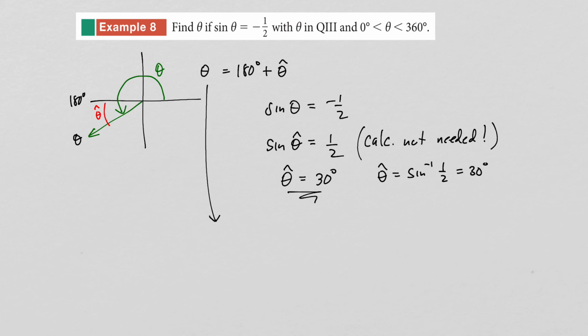So now we can find theta. Theta is going to be 180 degrees plus 30 degrees, which is 210 degrees. And this is actually exact. This is not an approximation because we know the angle theta hat is exactly 30 degrees.